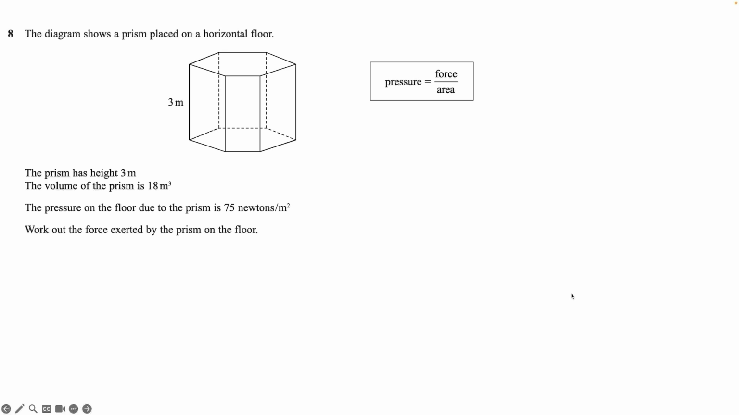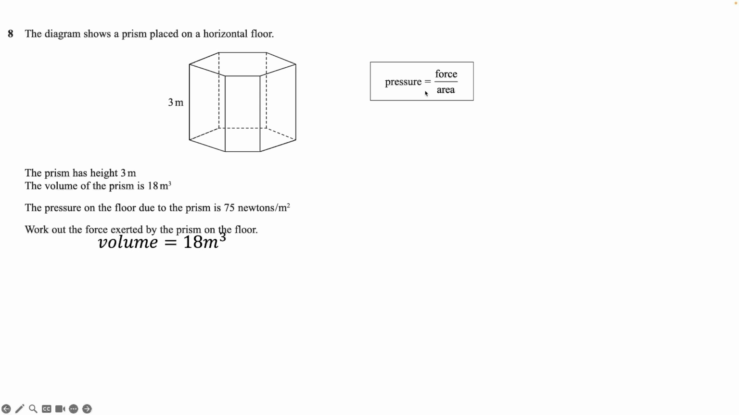Question number 8 is on pressure. So we have a prism that's placed on the surface, horizontal floor. We're given the height is 3 meters, the volume is 18 meters cubed. The pressure on the floor due to the prism is 75 newtons per meter squared. Work out the force exerted by the prism on the floor. So given quite a bit of information here, let's just write down what we know. We know the volume is 18 meters cubed.